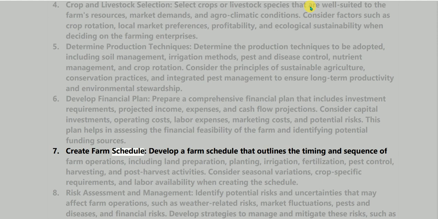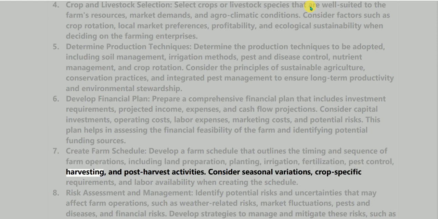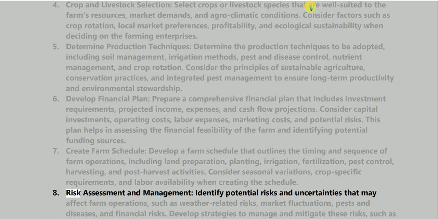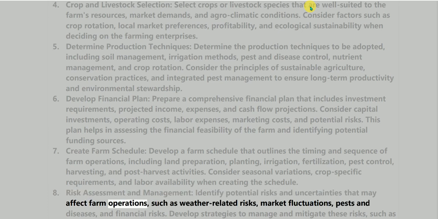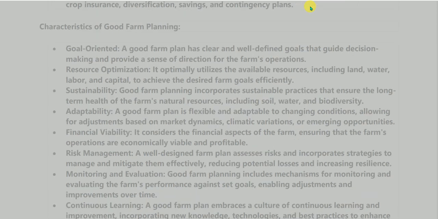7. Create farm schedule. Develop a farm schedule that outlines the timing and sequence of farm operations, including land preparation, planting, irrigation, fertilization, pest control, harvesting, and post-harvest activities. Consider seasonal variations, crop-specific requirements, and labor availability when creating the schedule. 8. Risk assessment and management. Identify potential risks and uncertainties that may affect farm operations, such as weather-related risks, market fluctuations, pests and diseases, and financial risks. Develop strategies to manage and mitigate these risks, such as crop insurance, diversification, savings, and contingency plans.